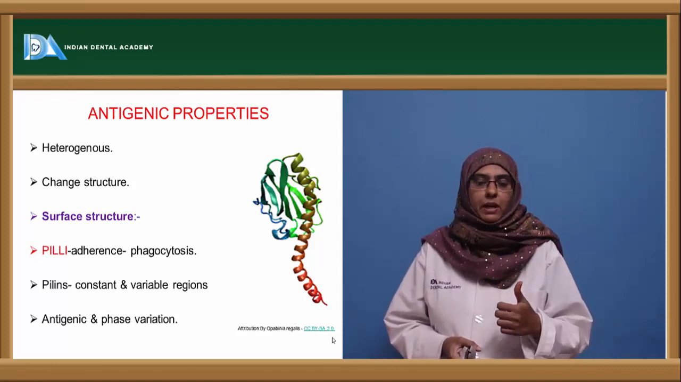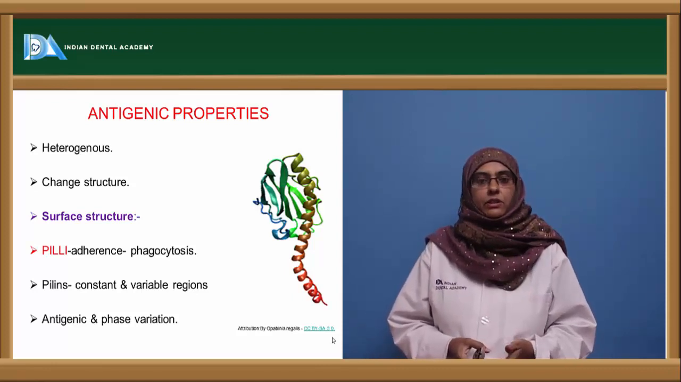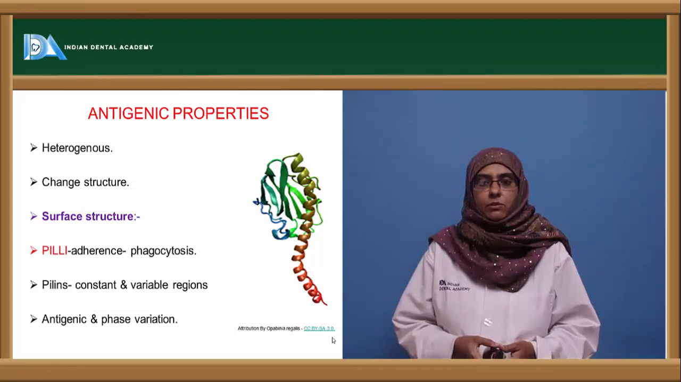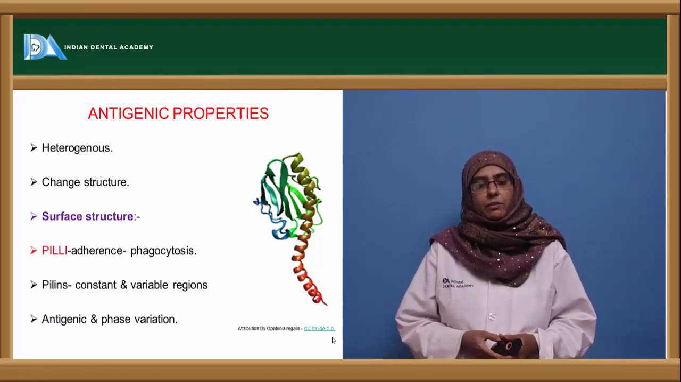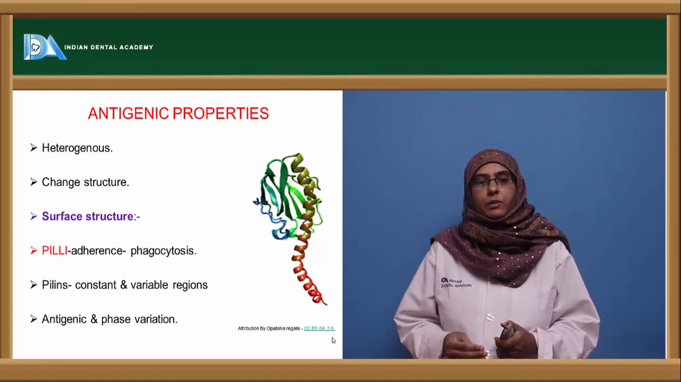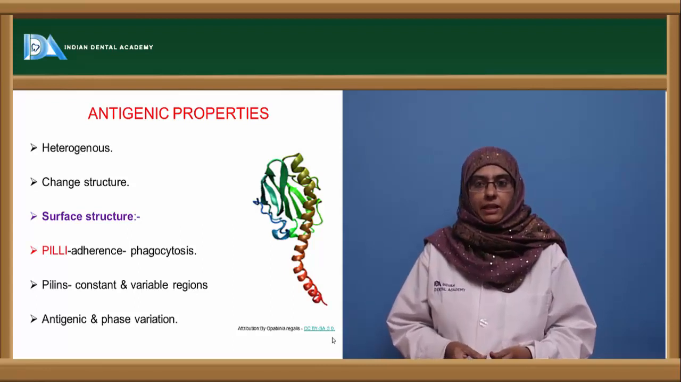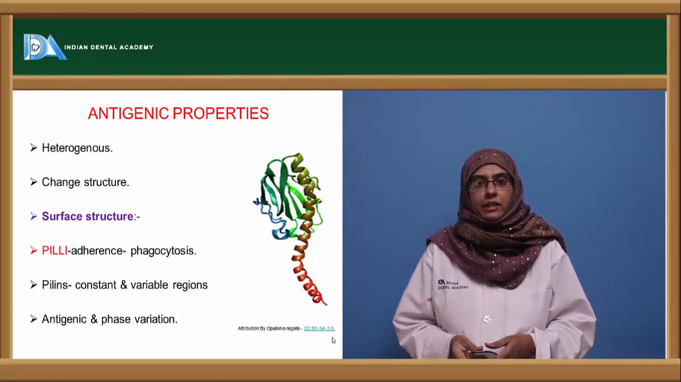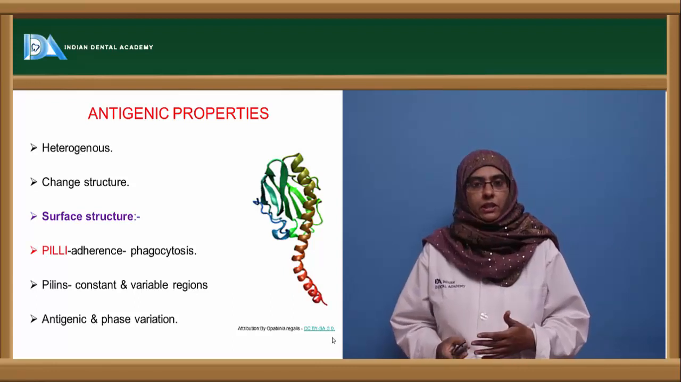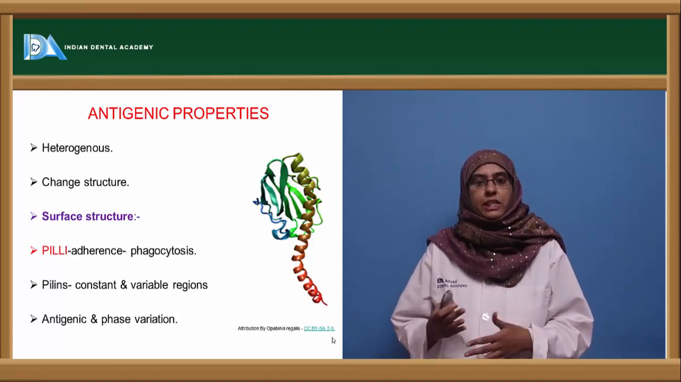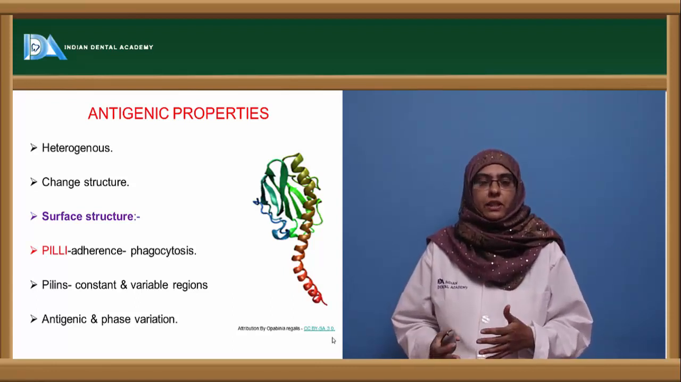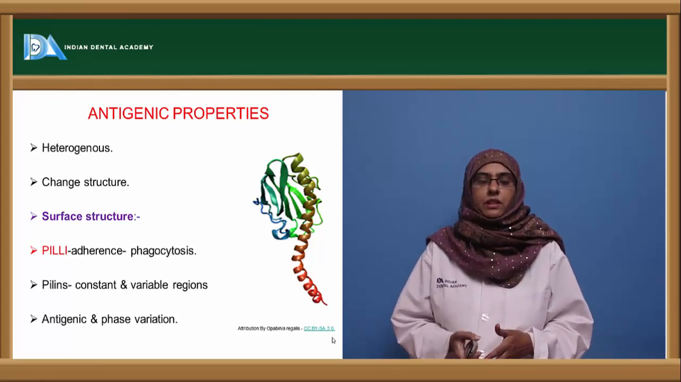And because of this pili, it is able to escape phagocytosis and cause disease in the human host. The pili are usually made up of repeated subunits of protein called pilins, and they show antigenic and phase variation. Because of this characteristic, it is able to change its morphology and structure, and is able to cause infection in the human host.